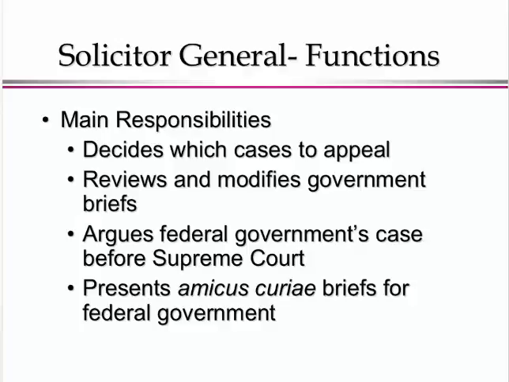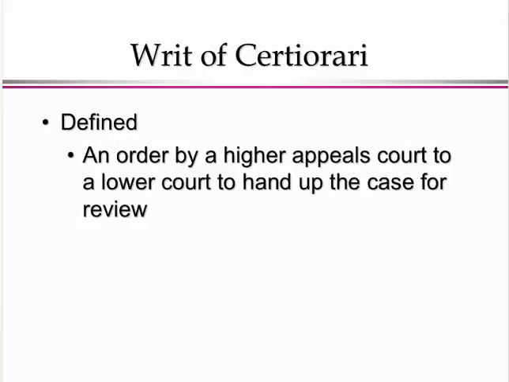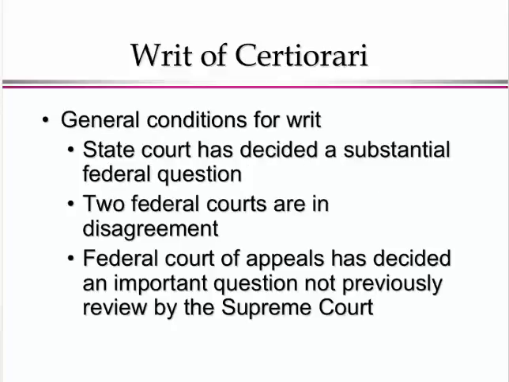Now, in order for the Supreme Court to take a case, it has to issue a writ of certiorari to a lower court to hand the case up. A writ of certiorari is an order by a higher court to a lower court to hand up the case for review. Generally, a state court has decided a federal question, two federal courts are in substantial disagreement, or a federal court of appeals has decided a question not previously reviewed by the Supreme Court. Those are all good game for a writ of certiorari.